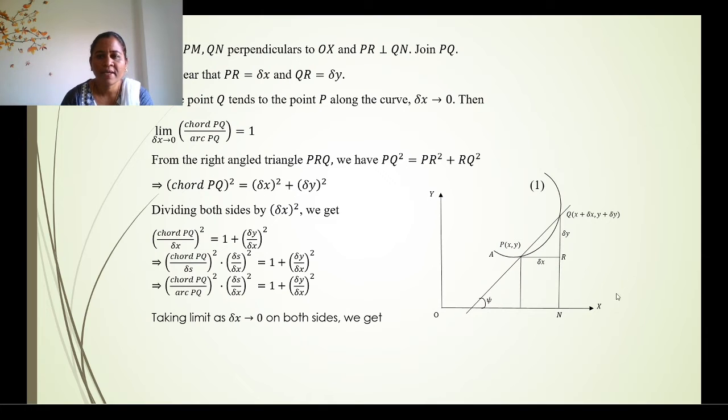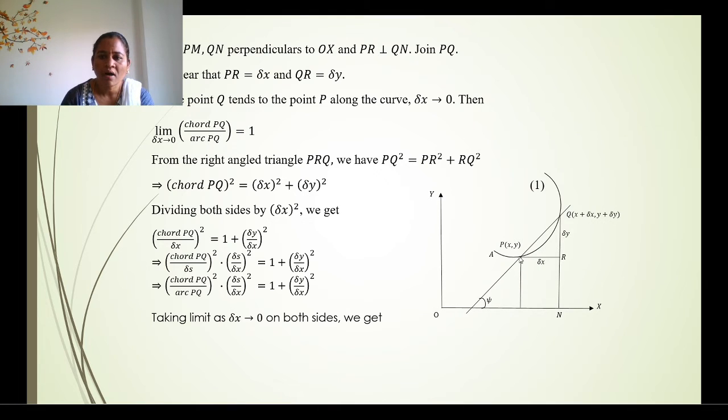Then draw PM perpendicular and QN perpendicular to the x-axis OX, and PR perpendicular to QN. Join the chord PQ. It is clear that from P to R it is delta x, and from Q to R it is delta y. As Q tends to P along the curve, delta x tends to 0. Then the limit exists: limit as delta x tends to 0 of chord PQ by arc PQ.